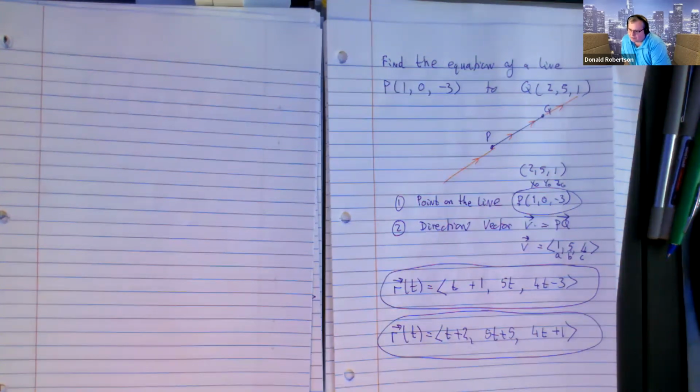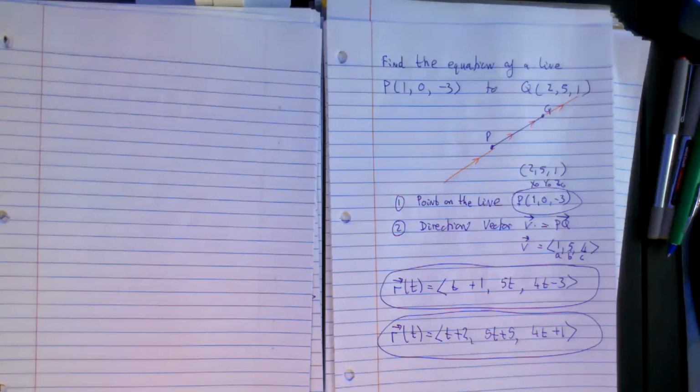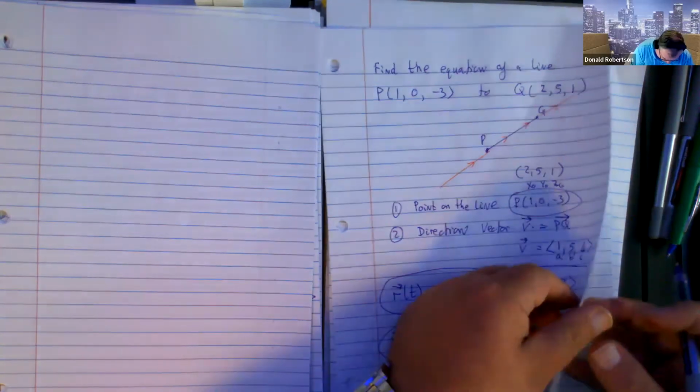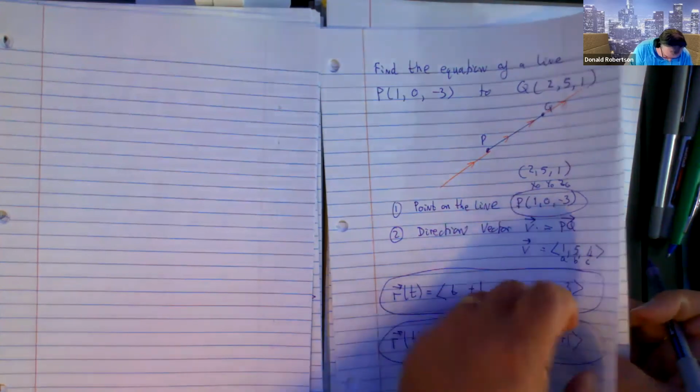Are we cool with that one? The equation of a line, I have no idea where you get the t plus 1 and 5t or any of those numbers from. Okay. Let me show you by writing the general formula down first.